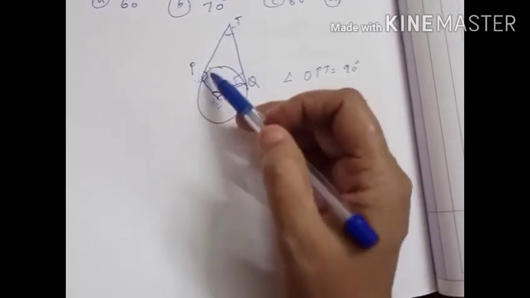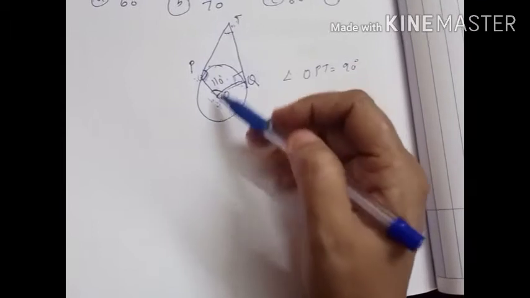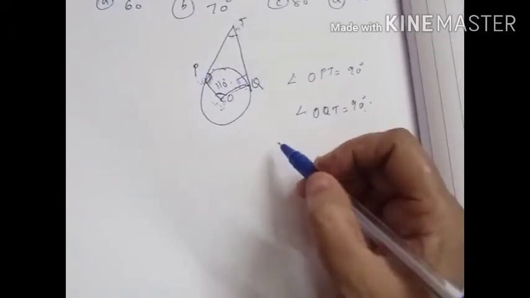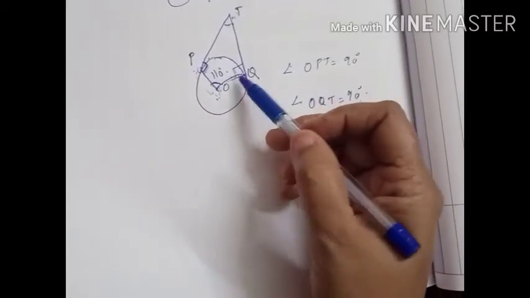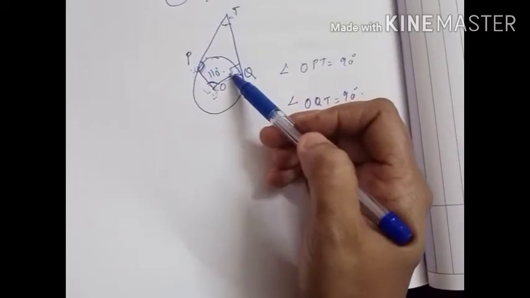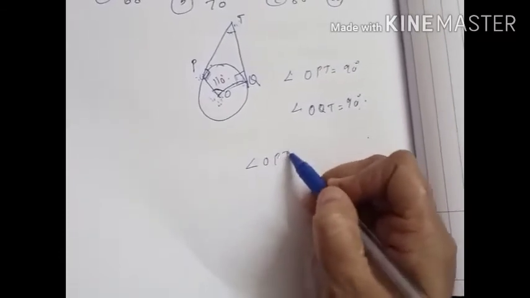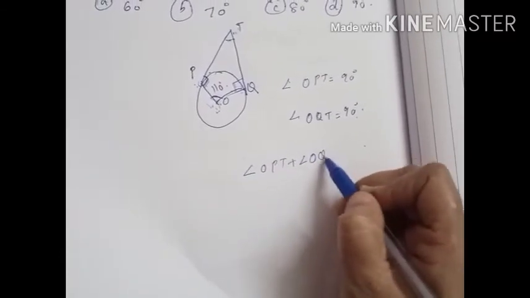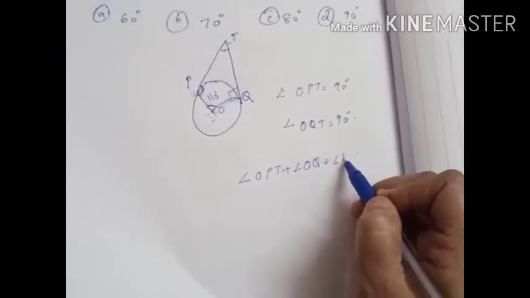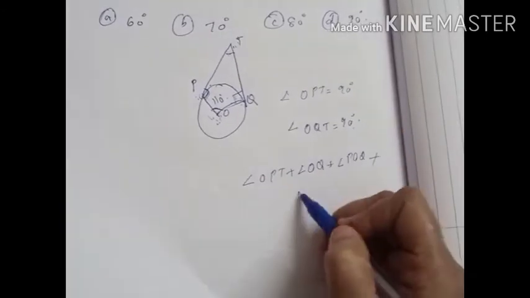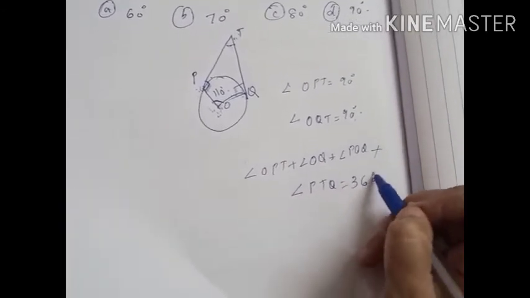Okay. Now we know that OQTP is a quadrilateral. 4 sides are there, isn't it? So it is a quadrilateral. So by the angle sum property of a quadrilateral, we know that sum of the 4 angles of a quadrilateral is 360 degree. So angle OPT plus angle OQT plus angle POQ plus angle PTQ equal 360 degree.